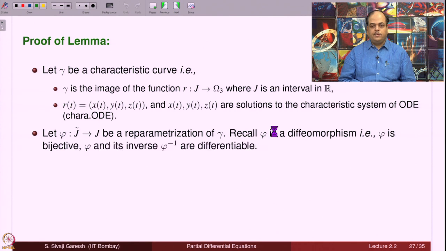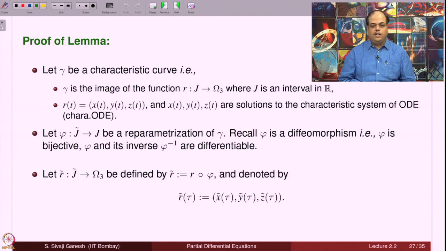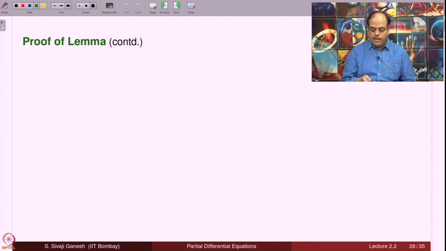This is the meaning of diffeomorphism. Now, r tilde is r circle phi, and for r tilde, let us use a different running parameter in j tilde. For j we use t, for j tilde let us use tau. R tilde of tau is x tilde of tau, y tilde of tau, z tilde of tau. We want to show this is also a characteristic curve.